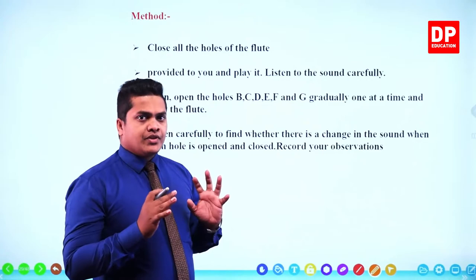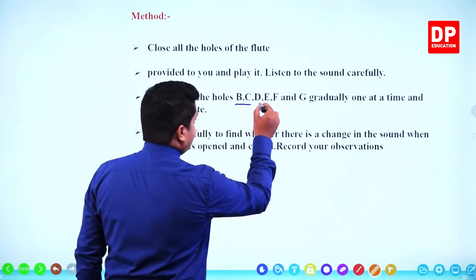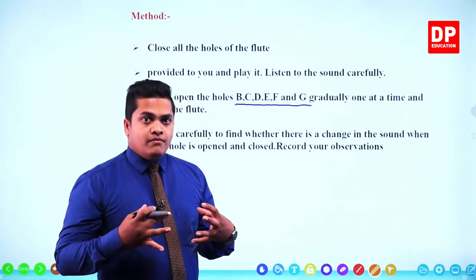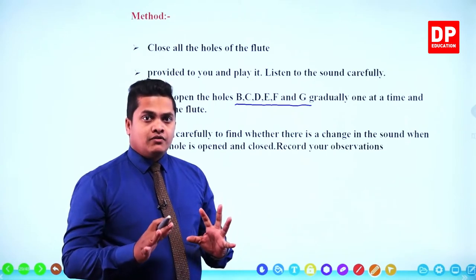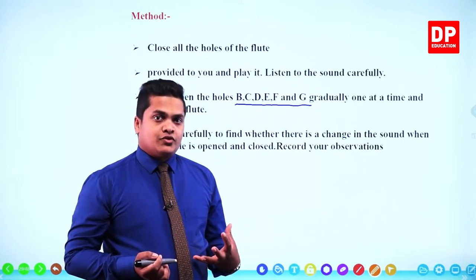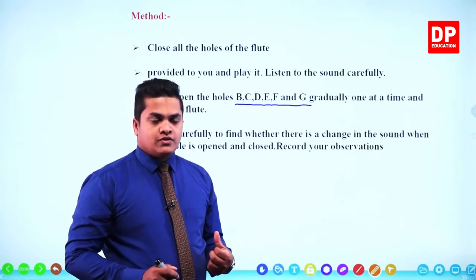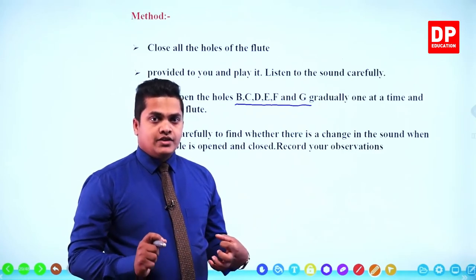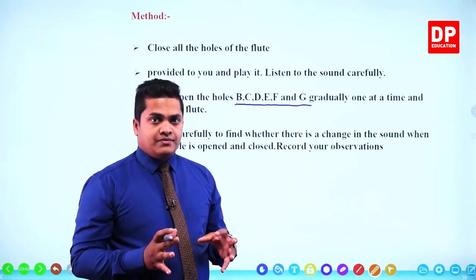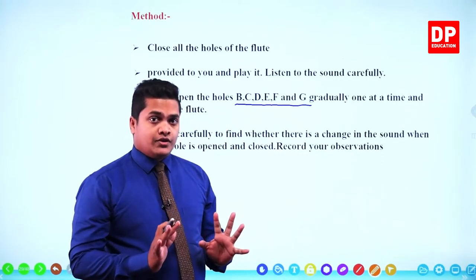So, I told you that the holes of the flute are named like this. See, what are the names? B, C, D, E, F and G. But most of the times, these things are not marked on a flute that we are going to obtain from a market. It's because most of the times flutes are used by musicians. So they would know which hole to open and which one to close. So they have a sound knowledge in manipulating these sounds very well. So most of the times, these marks or these musical notes will not be marked on a flute, right?